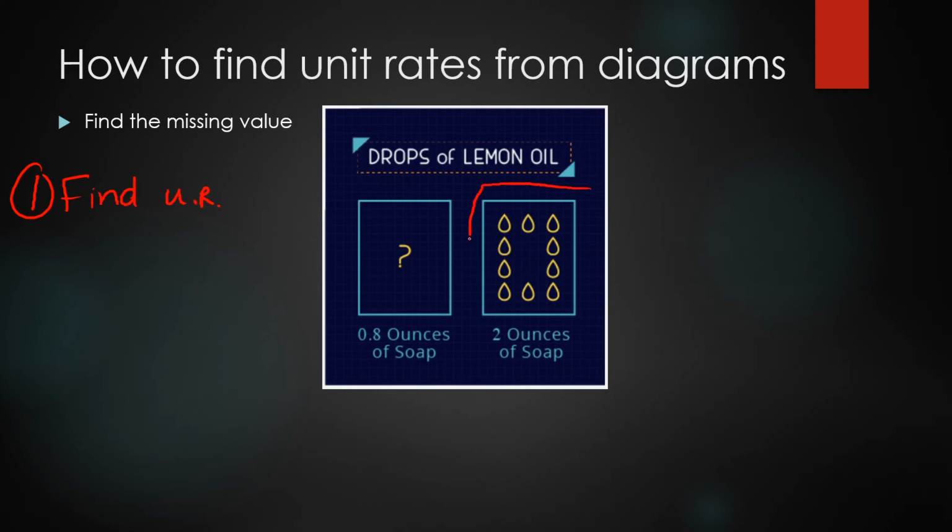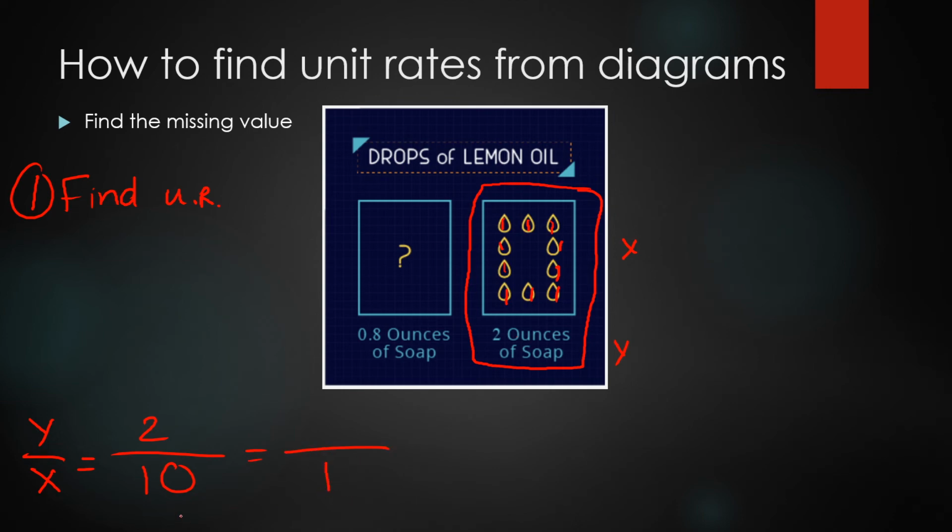In order to find our unit rate, we need to use the part of the diagram that gives us all of the information we need, which means both our x and our y. So let's do our y over x. My y is 2 ounces of soap, and I have 1, 2, 3, 4, 5, 6, 7, 8, 9, 10 drops of lemon oil. And I'm going to put that over 1. I need to divide by 10 on top and bottom.